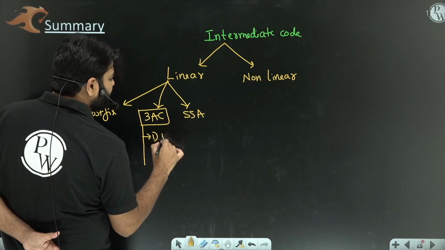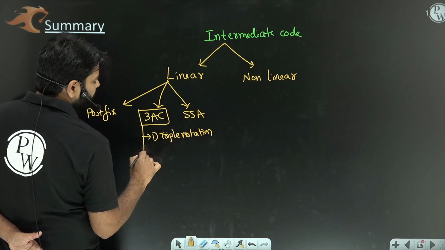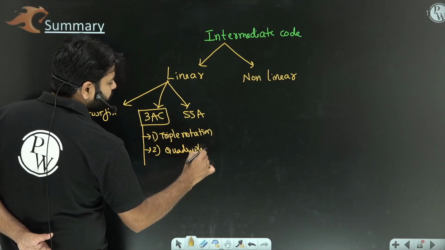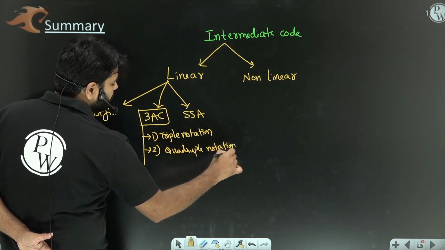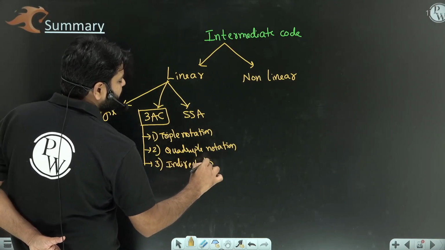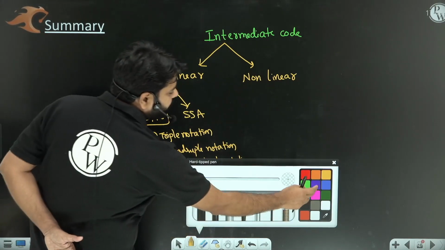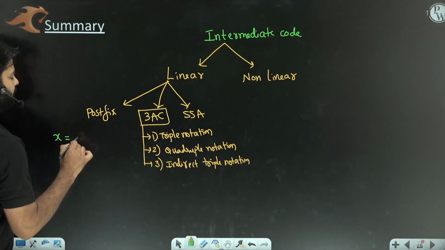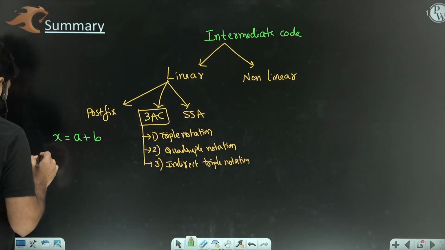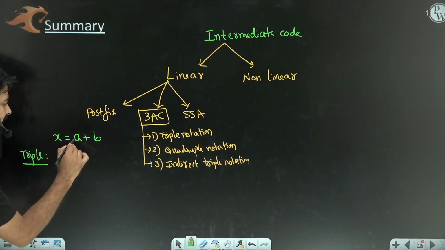You can write triple notation to save the space, quadruple notations, or you may use indirect triple notation. Further you can use various ways. Example, you have x is equal to a plus b. What do you do in triple notation? In triple notation, x is equal to a plus b.